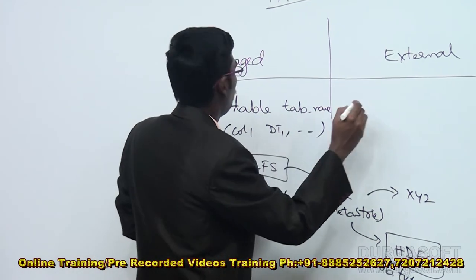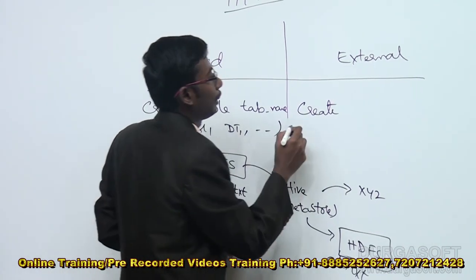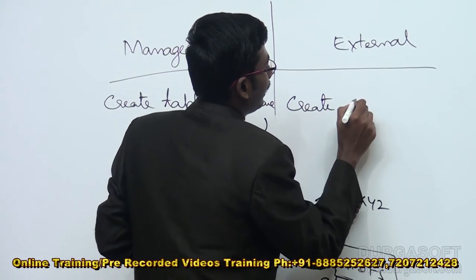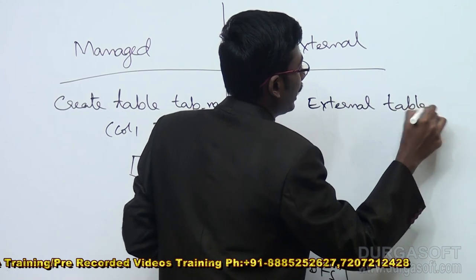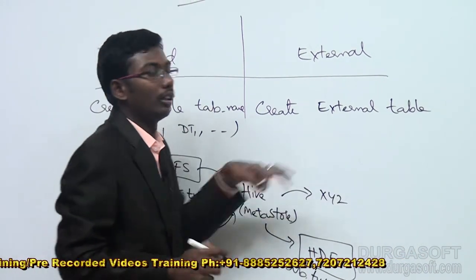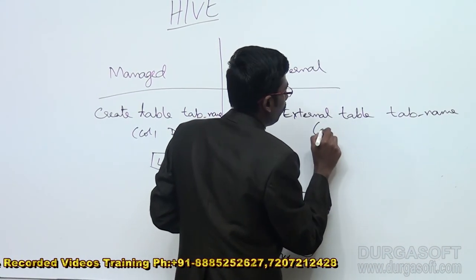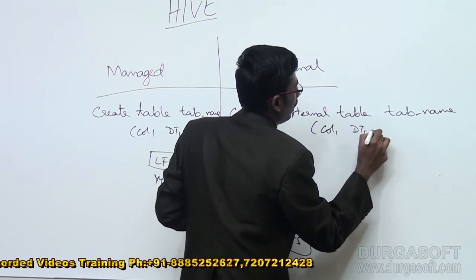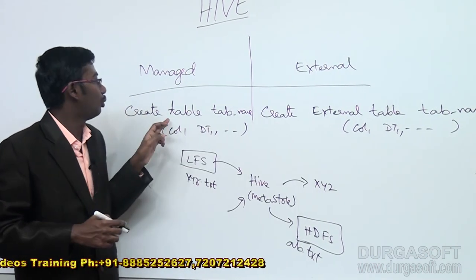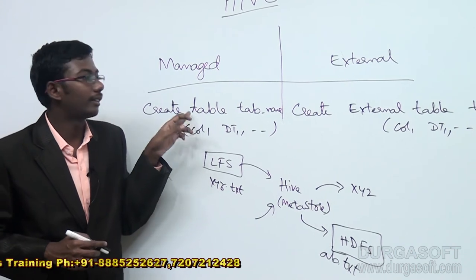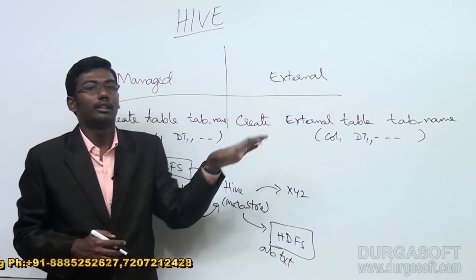You have to create it in the manner of external, so I am saying create external table. The syntax is the same: table name and the schema, which has the column names and data types. The basic difference at the syntax level is that for a managed table we don't mention any table creation manner, whereas here we have to use the keyword external to create any external table in the Hive environment.